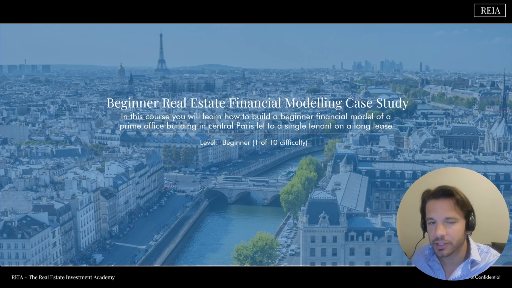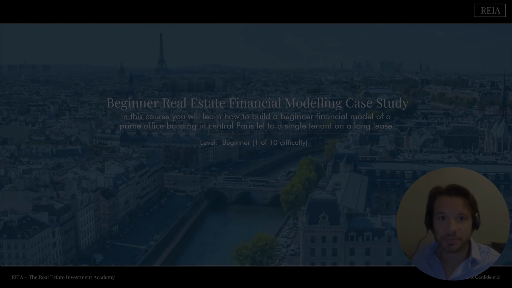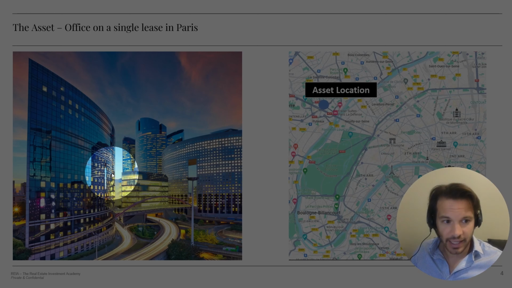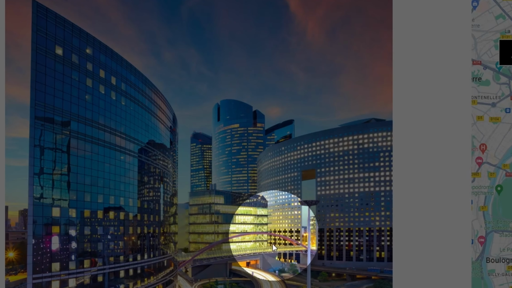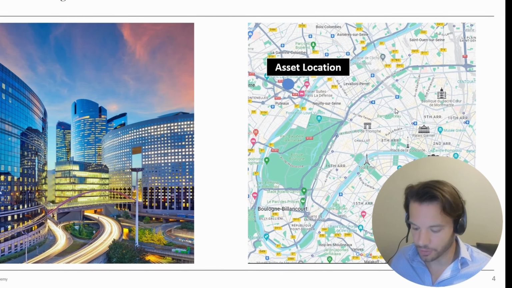It could be any jurisdiction really, but for now, just to make it more real, I've chosen Paris as a location for this asset. So it's a prime office asset let to single tenant on a long lease based in Paris. And for the sake of this case study, here's the asset that we're analyzing. So it's a prime office asset and it is based in Paris. So you can see this to the right here on the map.